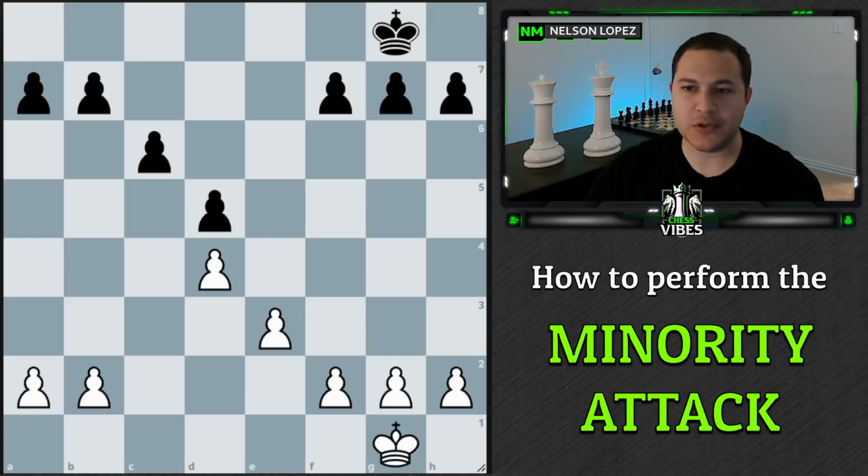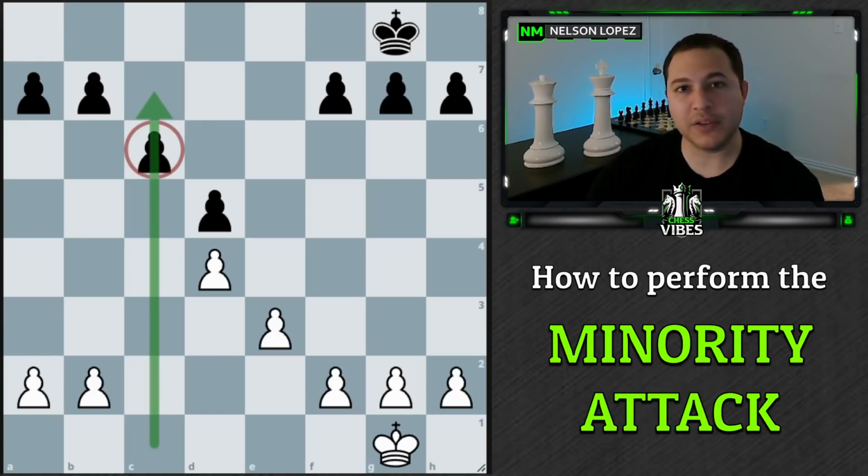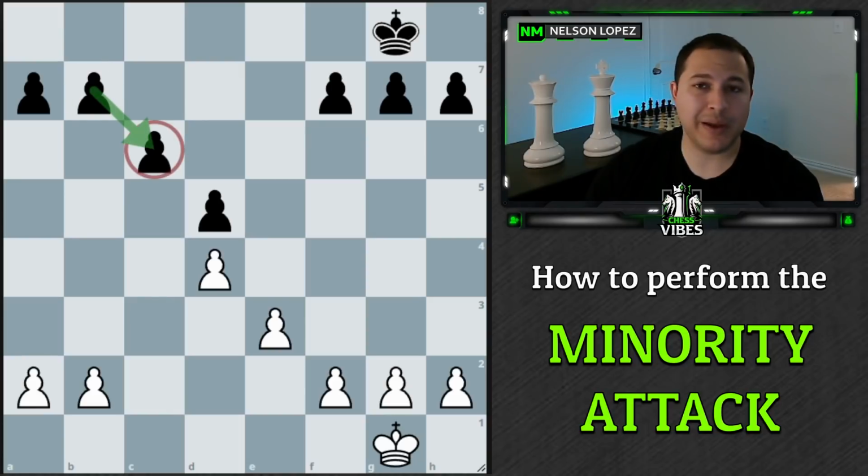Now, why would you want to do this? At the most basic level, the point of a minority attack is to create a long-term positional weakness in your opponent's pawn structure. So right now, if you consider black's pawns, there aren't really any major weaknesses. You have to get way back here to somehow attack those pawns, which is not easy to do. This pawn, which is on the half open file, on the C file, is very strong because it's supported by another pawn. And this one as well, supported by this one. So there's not really much that you can attack.